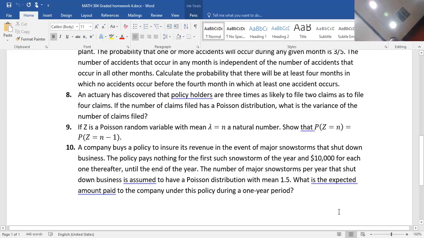If Z is a Poisson random variable with mean lambda equals to n, a natural number, show that P of Z equals to n equals to P of Z equals to n minus 1. That should not be hard. It's just an equation. Have you tried? Somebody want to try?